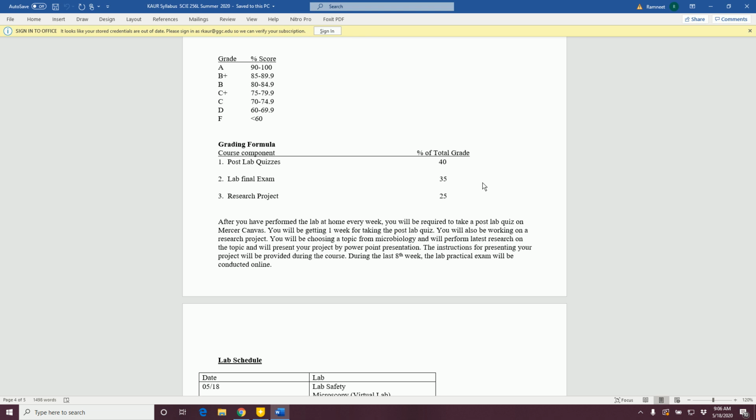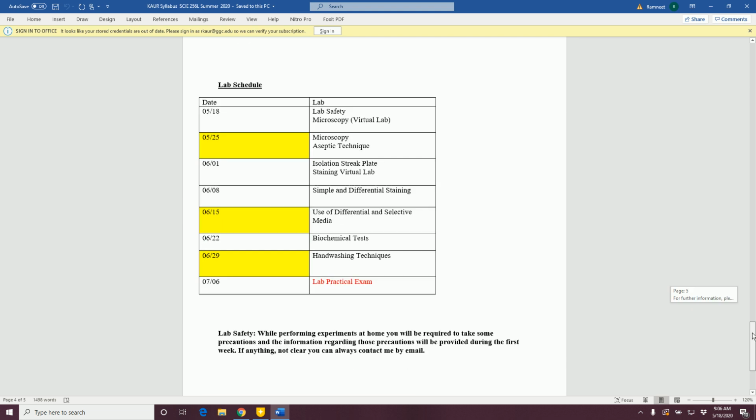The final exam is going to be a comprehensive exam, and it will have questions from all the stuff we have done in the whole course. So this is our lab schedule. As you know, it's an 8-week course.